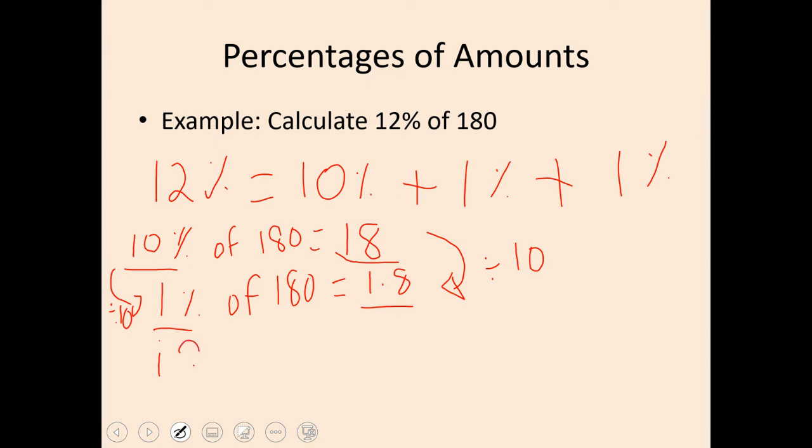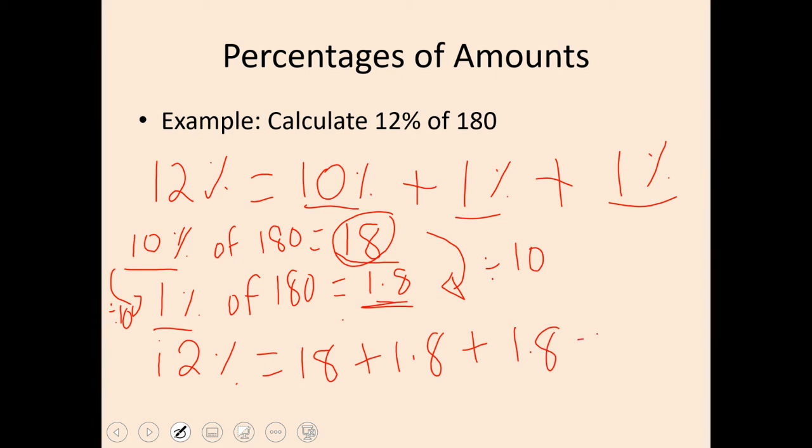So how can I work out 12% of the amount 180? Well, I'm going to add up. So 10%, which is 18, plus my 1%, which is 1.8, plus another 1%, which is also 1.8 as well. So adding these up using your calculator, 1.8 plus 1.8 is 3.6. Add it to 18, that would give you 21.6, I believe, yeah. Okay, and that's how you work it out.